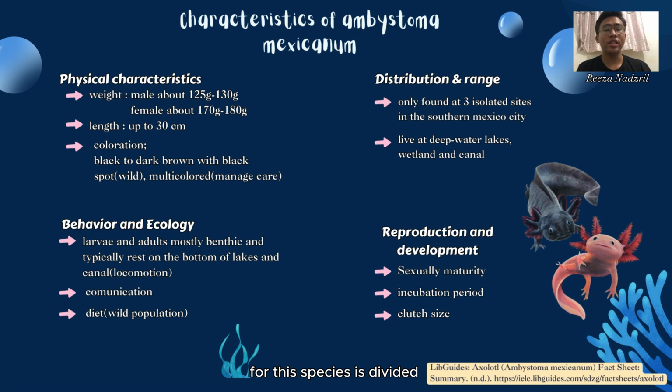The coloration of this species is divided into 3 categories. First is the wild type. They are black to dark brown with black spots. For the managed care type, they come in a lot of colors, including white, golden, or multicolors. And the last one is metamorph. They have dark color with speckle-like spots. For the general appearance, they have a large body with a white trunk. They have a large head with small eyes and feathery external gill branches, and a tadpole or eel-like tail.